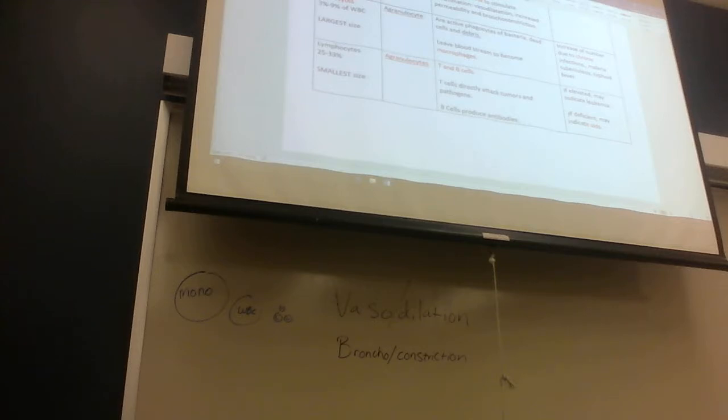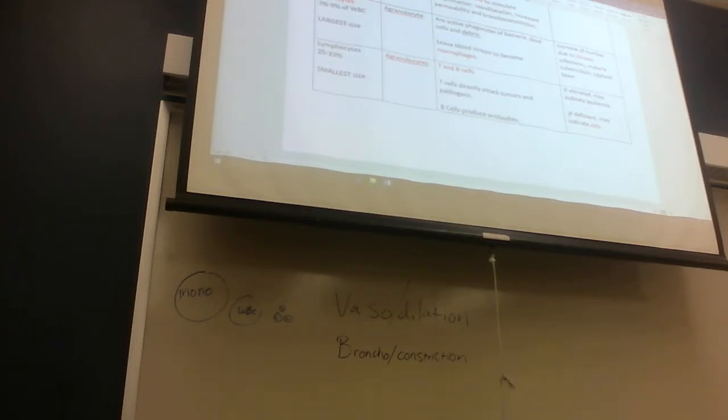Lastly, we have lymphocytes, which is when we think of the immune system. Now, white blood cells are all in the immune system, but lymphocytes are your T cells and your B cells, which we will get into when we get to the immune system. So that's what you get to look forward to. So these are your T and B cells. T cells directly attack tumors and pathogens, while B cells produce antibodies. And antibodies basically do the work for B cells.